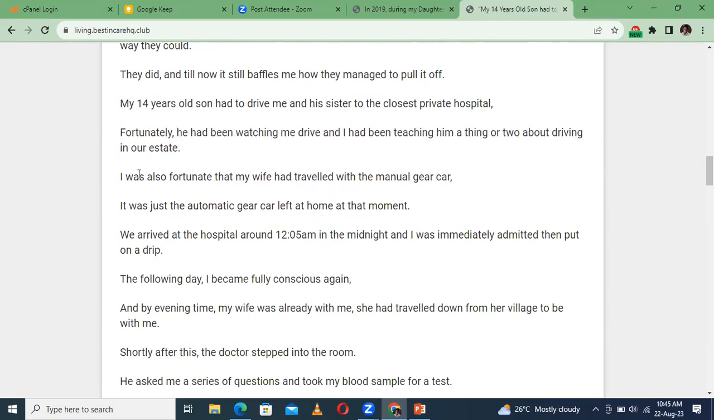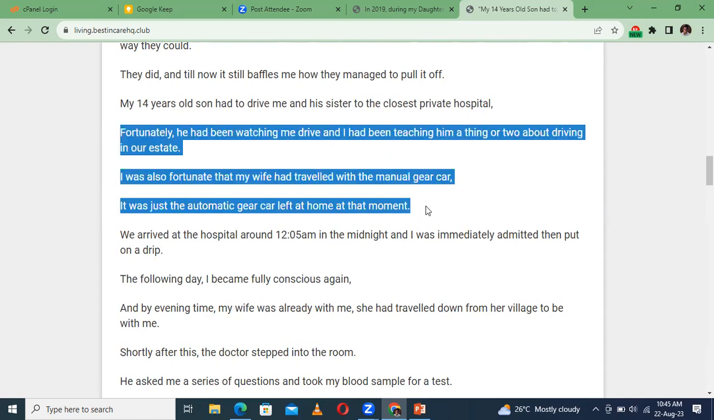Okay, wait, let me continue. I was also fortunate that my wife had traveled with the manual gear car. So it was just the automatic gear car left at home at that moment. Who can tell me why I said this? From here to here.